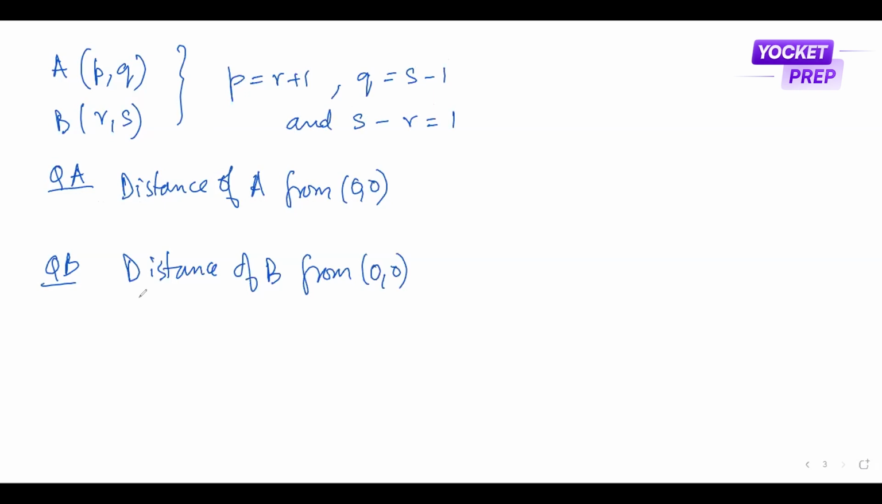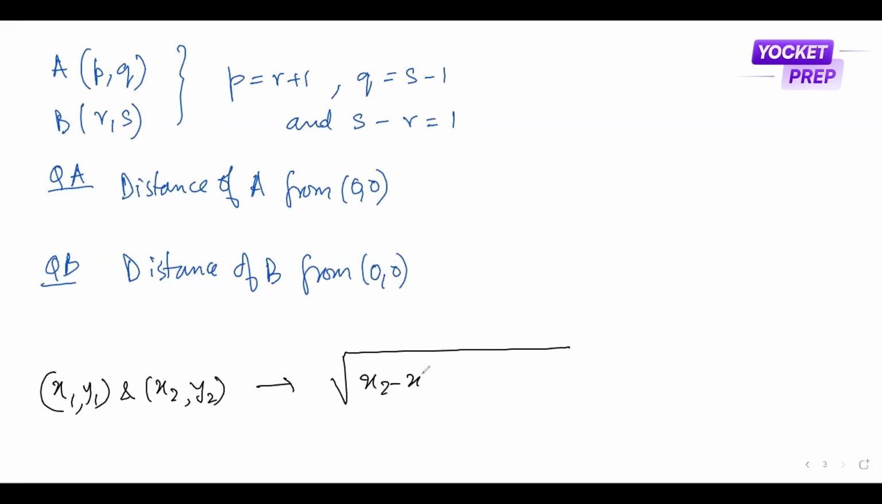I hope all of you know what is the formula for the distance between 2 points, right? In case you are not, let me just quickly mention that. So if you have 2 points, (x1, y1) and (x2, y2), then the distance between them is given by the square root of the difference of the x's squared plus the difference of the y's squared, and added.